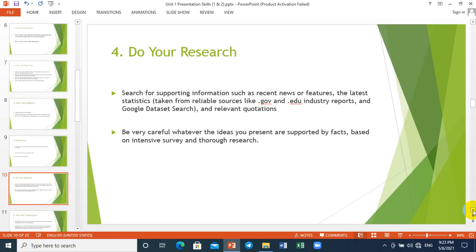Step 4. Do your research. Search for supporting information such as recent news or feature the latest statistics taken from reliable sources like here. Here are the sources that we can get the information from, and the information is reliable.